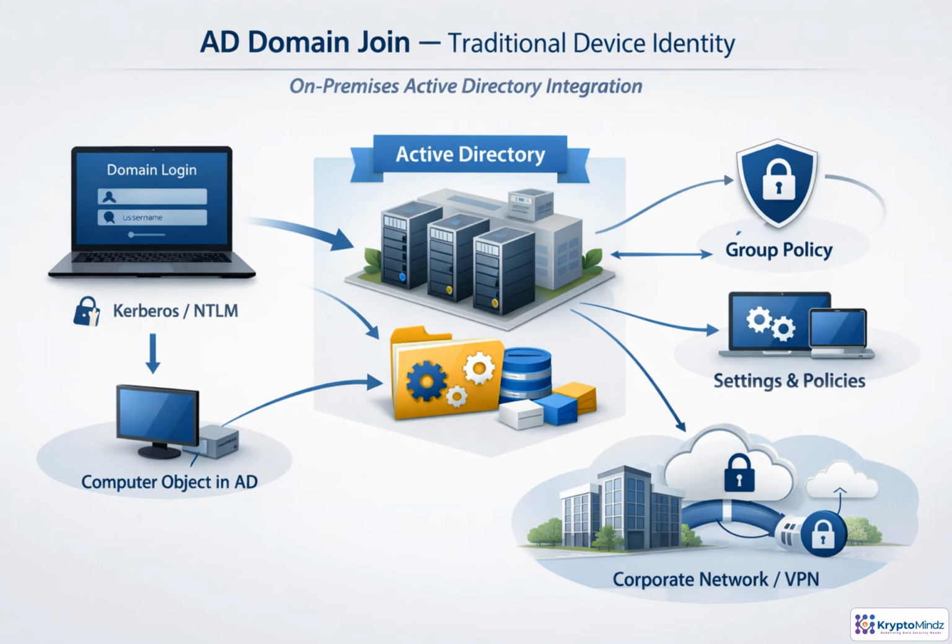With traditional AD domain join, the device becomes part of the on-premises domain. It has its own computer object in Active Directory and relies on domain controllers for identity, authentication, and policy. When a user signs in, Windows typically uses Kerberos, with NTLM still present in some environments. DNS helps the device find domain services. After authentication, group policy applies settings such as security baselines, scripts, mapped drives, desktop configuration, and application rules. This model assumes connectivity to the corporate network, either directly or through VPN.